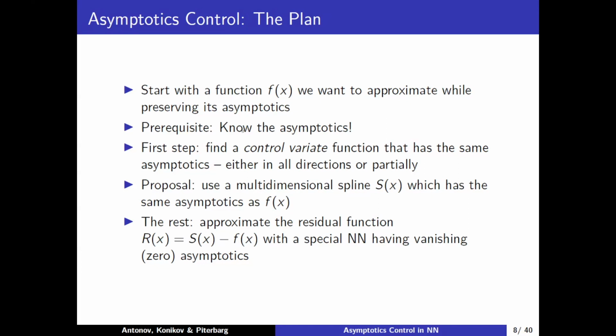So it's pretty simple. First we take our function f of x with some asymptotics, then we build a multidimensional spline s of x with the same asymptotics. We subtract the function from this spline such that the residual function has zero asymptotics in given directions, and then we approximate this residual function. Easy, but of course technically it's not very trivial.